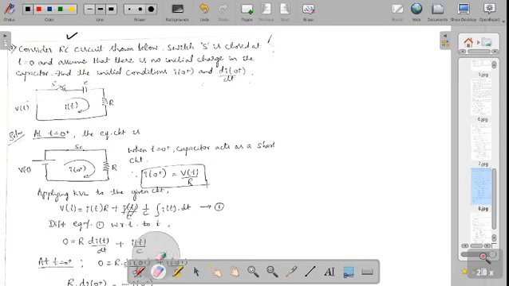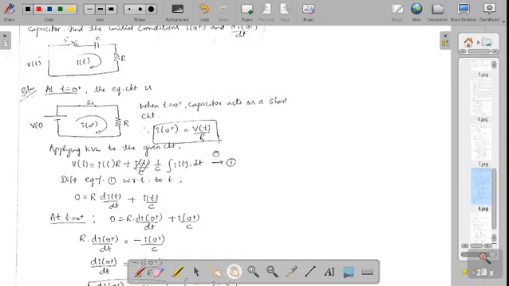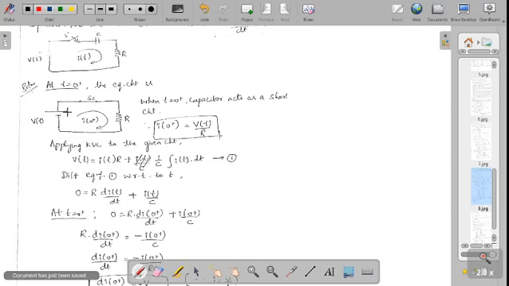Now let us solve this problem. So this is your circuit. This is your voltage source. This is your switch. At time t equal to 0 plus, the equivalent circuit is what? Whenever the switch is closed, the capacitor should be replaced by what? A short circuit. And for the resistor, there will be no change. It is kept as it is. So this is your equivalent circuit.